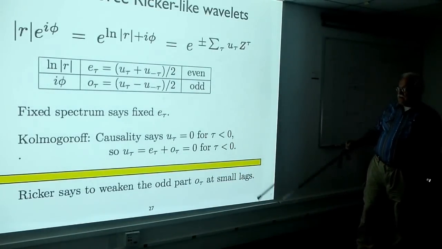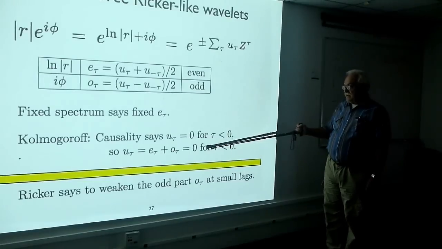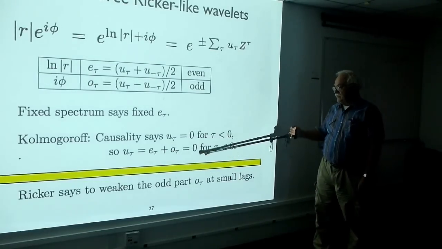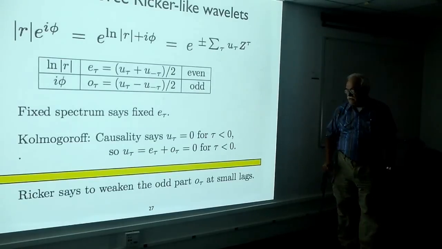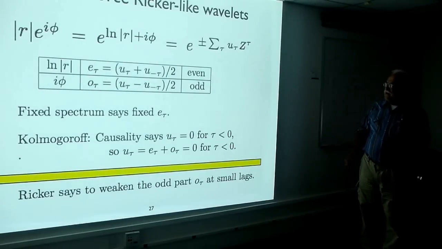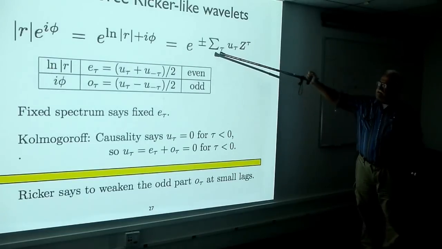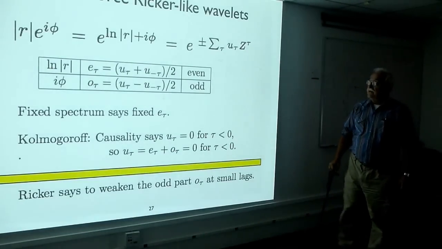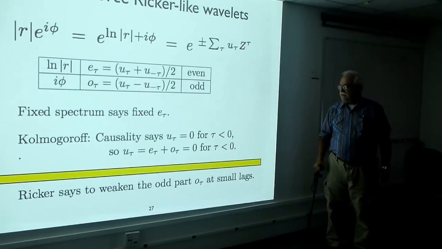Okay, so from that, he says that's his idea, and so he says the even part plus the odd part, if you add them together, they should vanish for tau less than 0. So that's the Kolmogorov spectral factorization program, and you can choose a plus sign or a minus sign if you want the decon filter or if you want the shot wavelet. They're obviously inverses to each other.